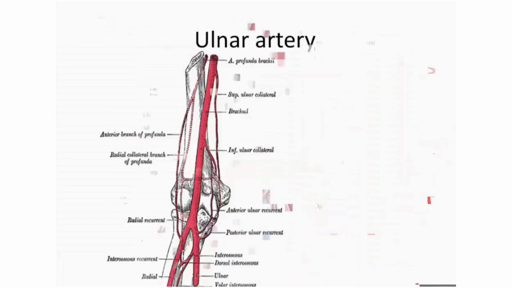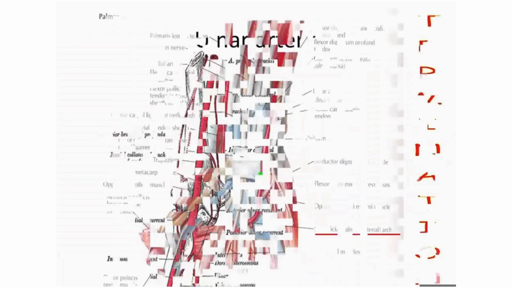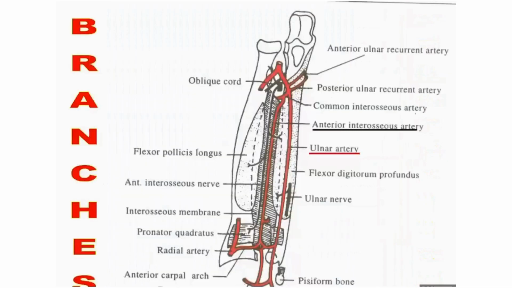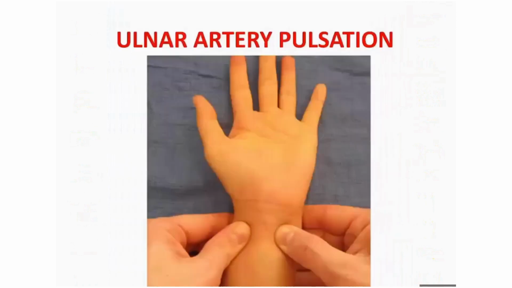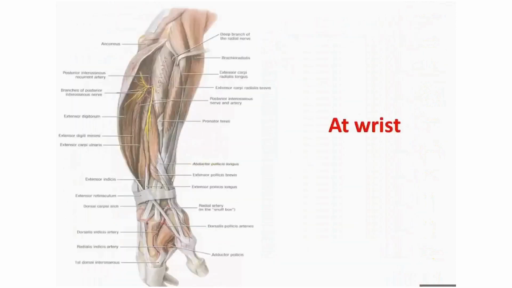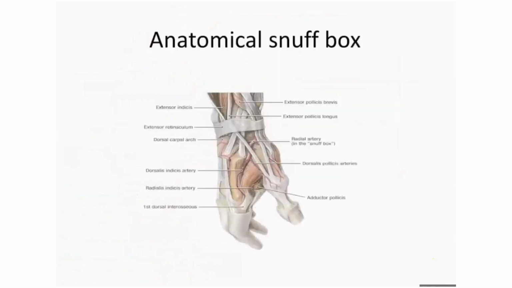Ulnar artery continues as, what is this one? Superficial palmar arch. Radial artery continues as deep palmar arch. What is the vein present here? Cephalic vein. Here the vein is basilic vein. What is the importance of radial artery? Radial artery importance: palpation of pulse.